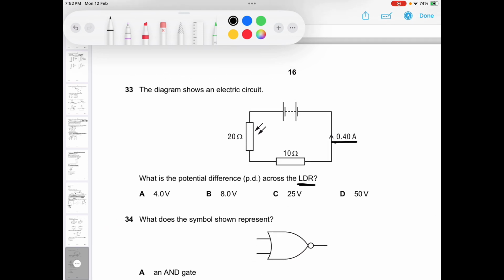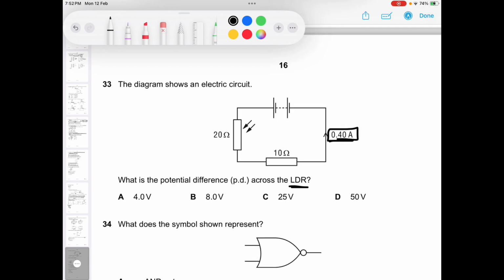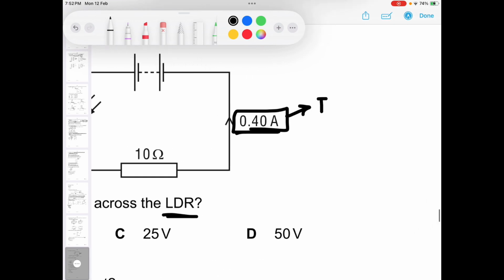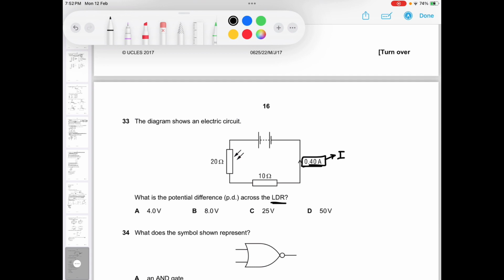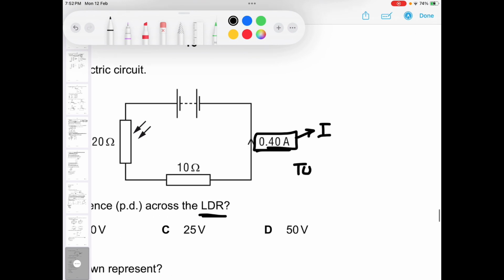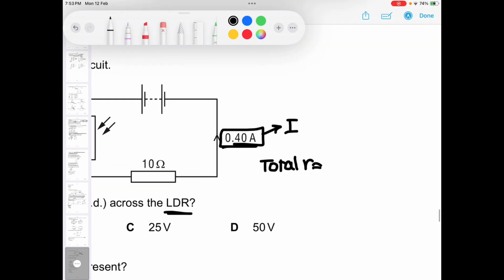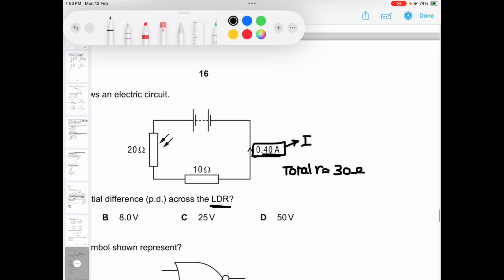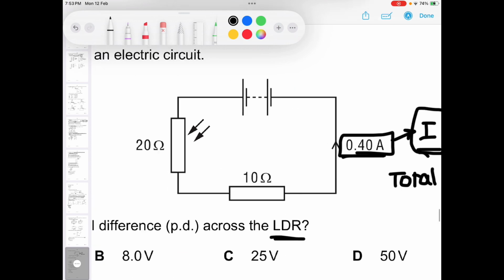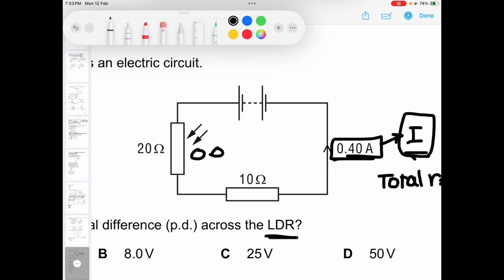So we have the total current, and the total resistance here is equal to 30 ohms. Not that it will matter anyway. Because this is series, the current is always constant. This means that this LDR receives 0.04 ampere, and so does this 10 ohm resistor.